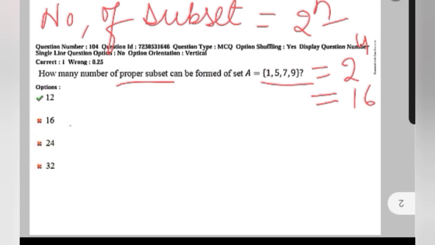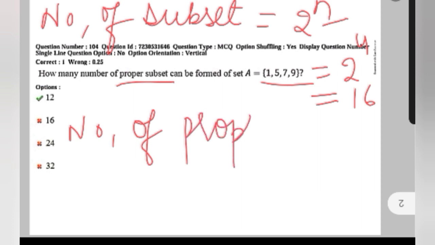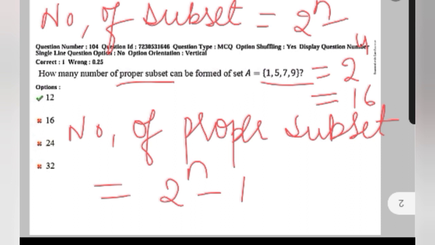For the proper subsets, the number of proper subsets of any particular set is equal to 2 raised to power n minus 1. There is only one improper subset, that is the set itself. So here it is going to be 16 minus 1, which is 15. The number of proper subsets is going to be 15. In this question the given options are wrong, so the correct answer is 15.